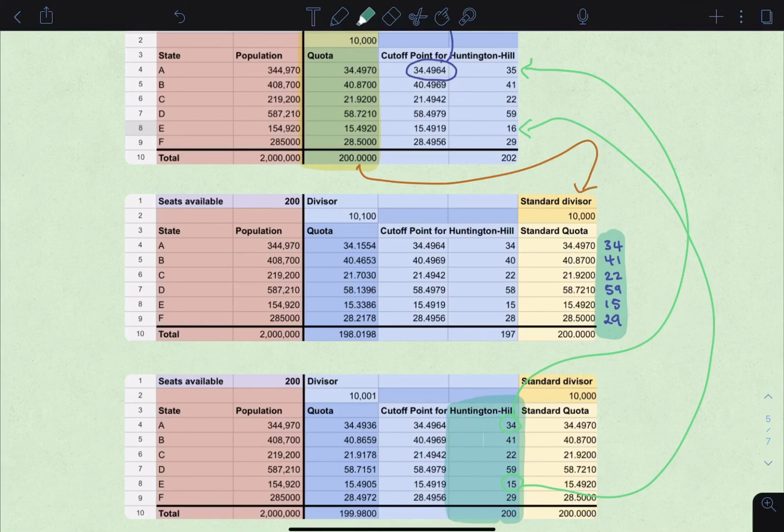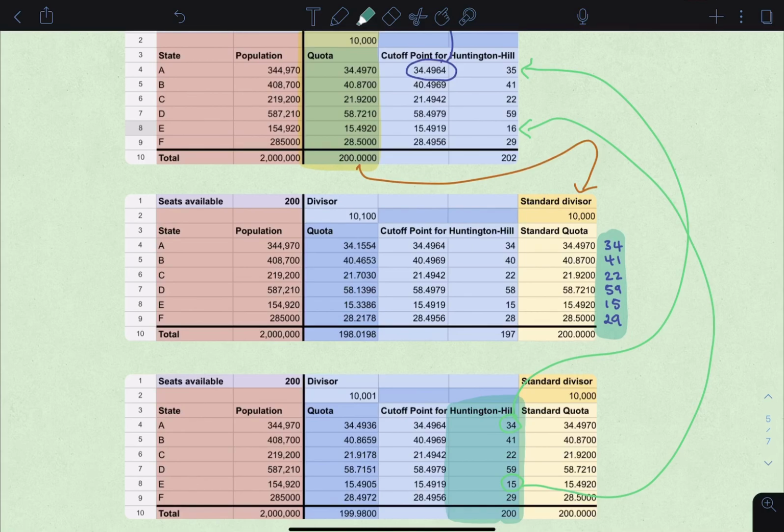So the Huntington-Hill method and Webster's method would have produced the same apportionment, and Webster's, which uses the conventional rounding, would have given that result immediately with the standard divisor. So that's just a comment to note that sometimes these different apportionment methods give you the same result.